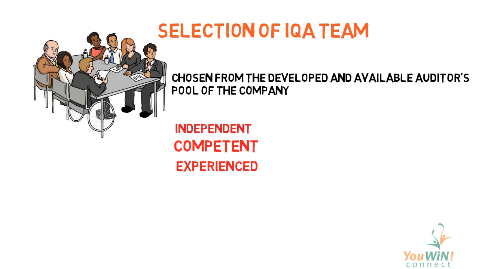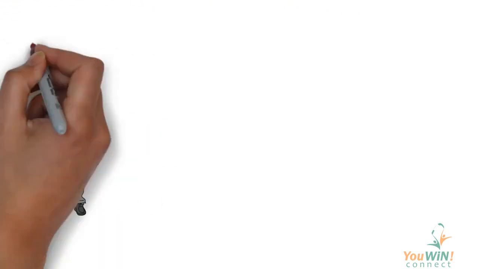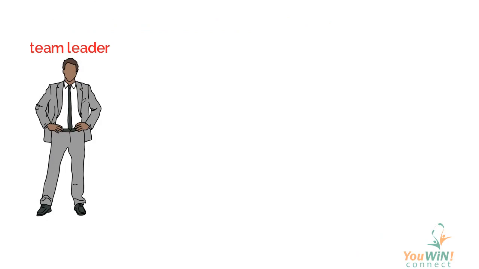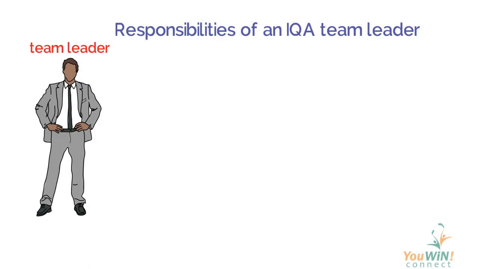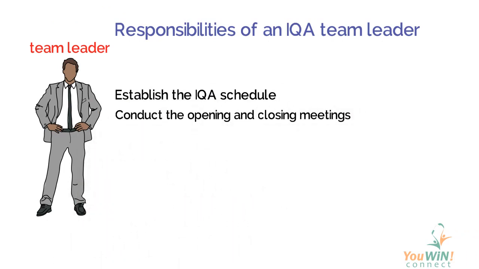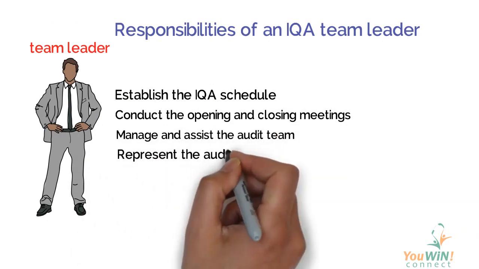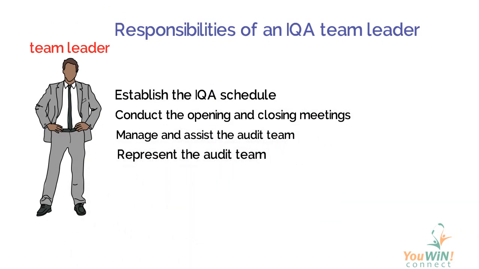After the selection of an IQA team, there should be a team leader to lead the audit team. What will be the responsibilities of the team leader? Number 1, to establish the IQA schedule. Number 2, conduct the opening and closing meetings. Number 3, the team leader should manage and assist the audit team. Number 4, the team leader should represent the audit team as well.